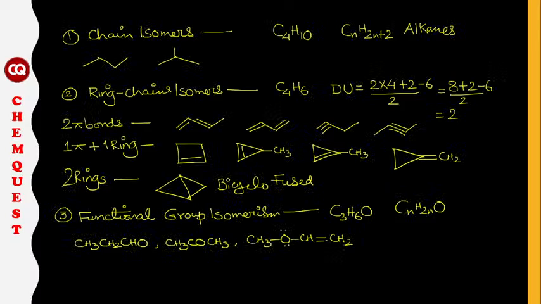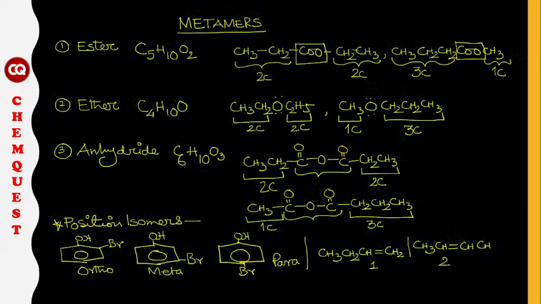Next one, chain isomerism, ring-chain isomerism and functional group isomerism. Chain isomerism means branching, ring-chain means number of pi bonds and cyclic, and functional group means different functional isomers. Next one, metamers as well as position isomers. In metamers, the same functional group with a different number of alkyl groups on either side of the functional group, but in position isomers, the position of the double bond, or the position of the group, atom or functional group may be changed.